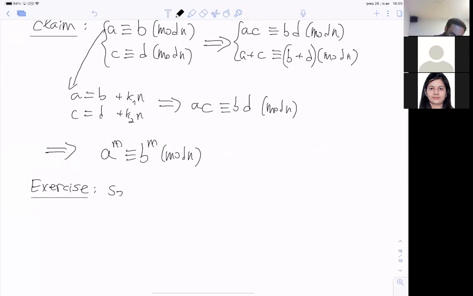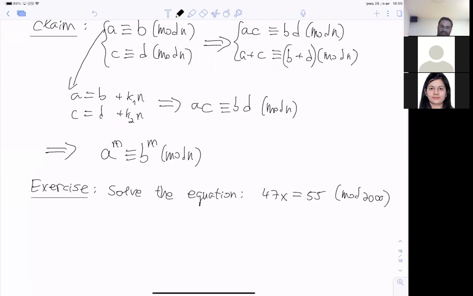Solve the equation 47x is equal to 55 modulo 2000. Okay, this is an equation.